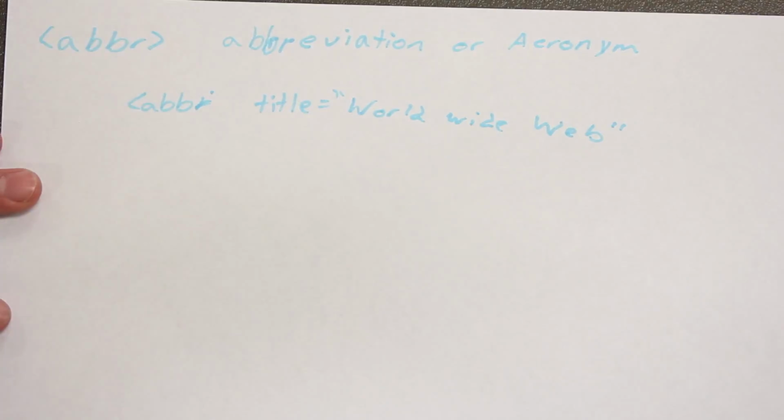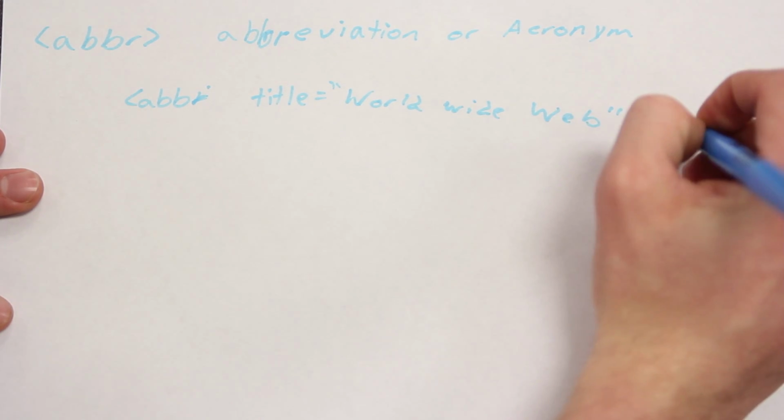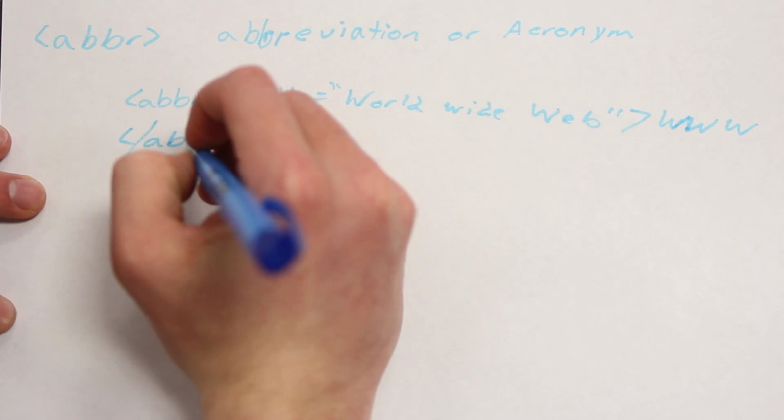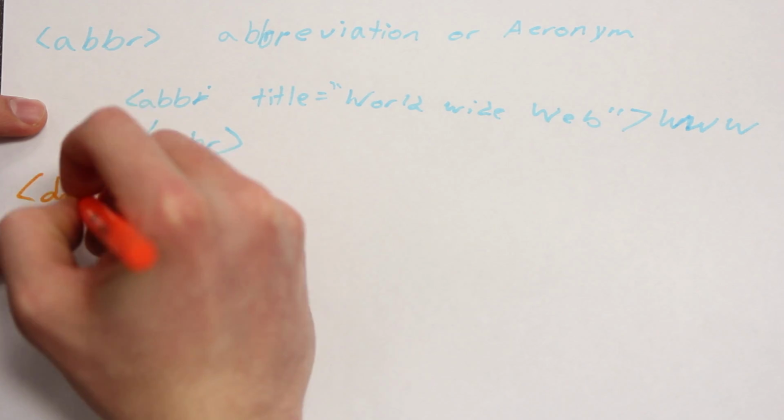And don't forget to add the quotation marks. And then we're going to close this. Put www, and then back over here we're going to close the abbreviation tag, and that's the syntax for the abbreviation tag. Now I'm going to start talking about the definition tag.